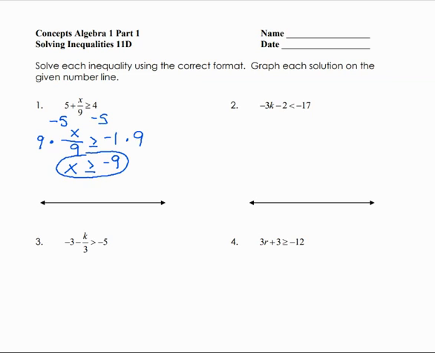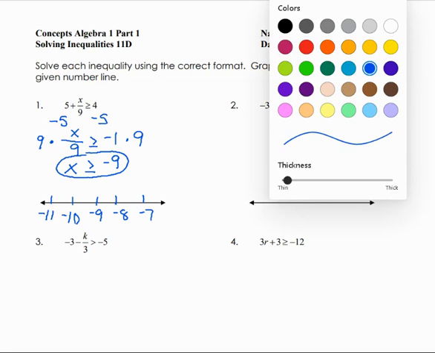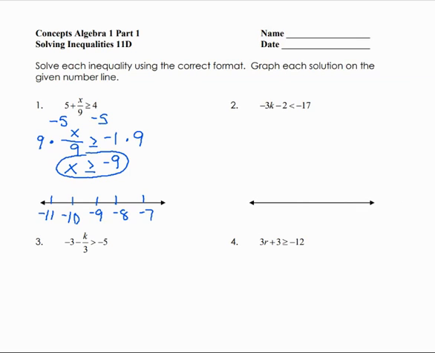And now we graph that on our number line. So I have negative 9, negative 8, negative 7 is what really gets bigger, and negative 10 and negative 11. Closed circle because we're greater than or equal to, and because we're greater than, we move to the right. Any questions on number 1? Okay, like I said, let's now take a look at number 5.